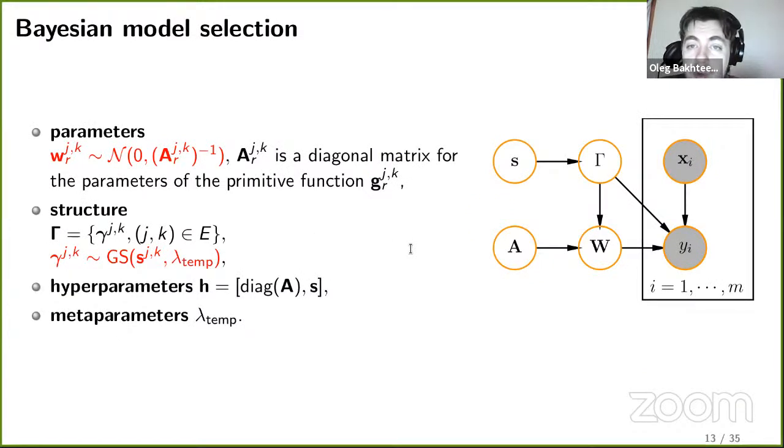So here is a brief overview of our probabilistic model. We use a model with prior on parameters and the structure. The model's hyperparameters are the covariance matrix A and the concentration parameter of the Gumbel softmax distribution. The temperature parameter is a meta parameter. It controls how close our optimization would be to the discrete one. The lower the temperature we have, the closer our optimization will be to the discrete optimization. However, if the optimization is too close to the discrete one, it would be hard to optimize our problem.